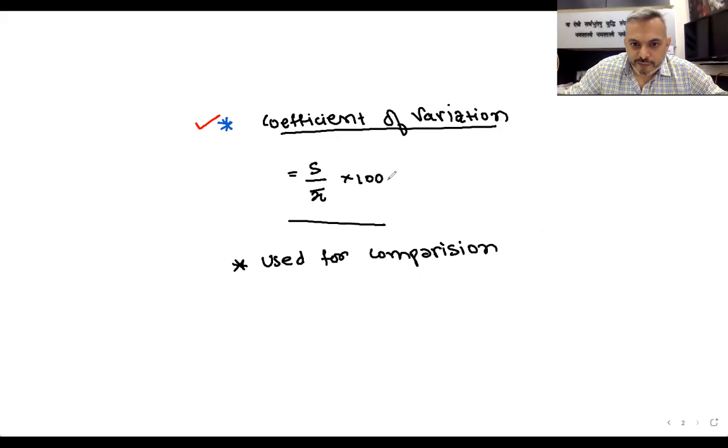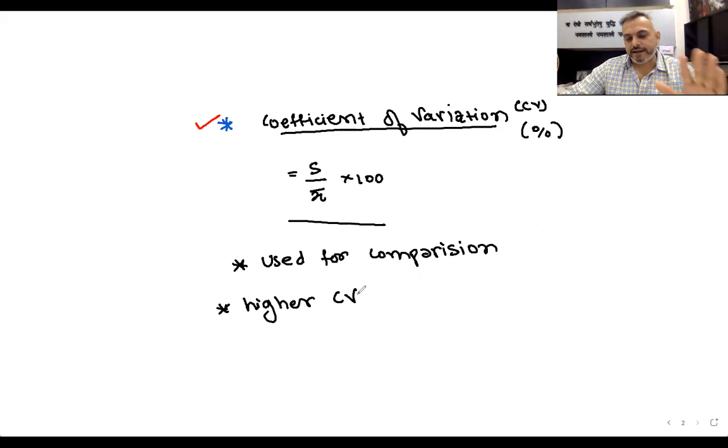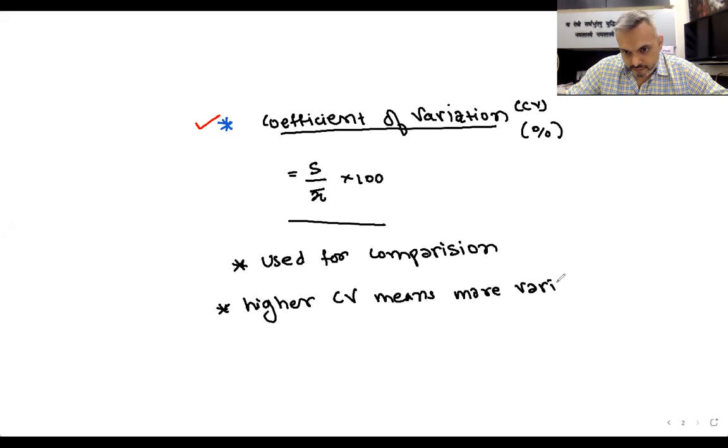So what answer do you get? It is first of all expressed in terms of percentage. Higher the percentage means more variation, lesser the percentage means less variation, or more consistent. So you can write higher percentage or higher CV. CV is basically coefficient of variation. I'm just writing in short because of the limitation of this digital board. Higher CV means more variation and less consistency.